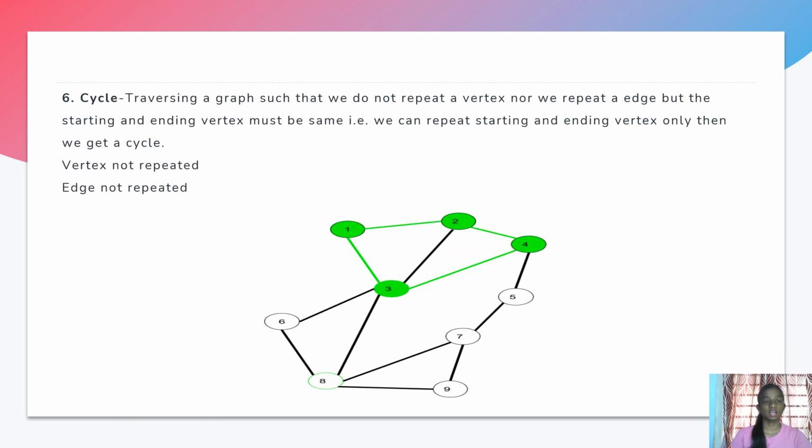Last one is the cycle. It is a traversal of a graph such that we do not repeat a vertex nor do we repeat an edge, but the starting and ending vertex must be the same. That is, we can repeat the starting and ending vertex only when we get a cycle. Vertices are not repeated and edges are also not repeated. So these are the types of graphs we have seen. So this is the cycle. This 1, 2, 3, 4 indicates the cycle.